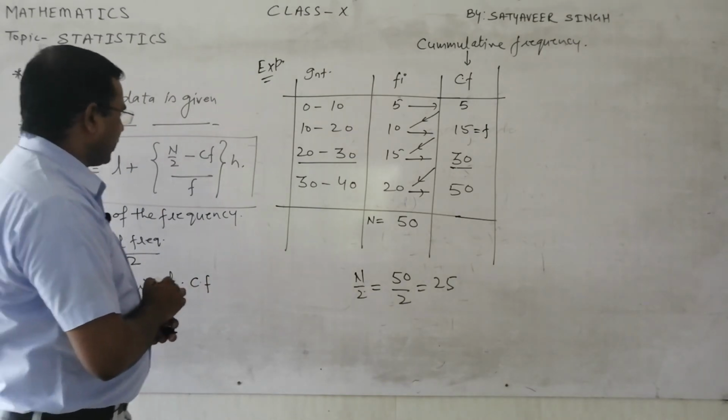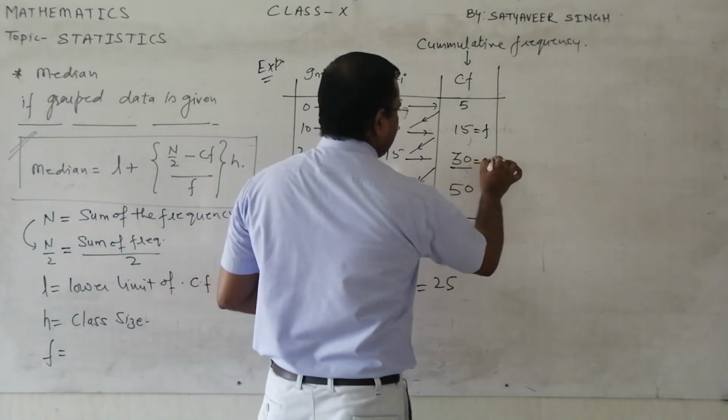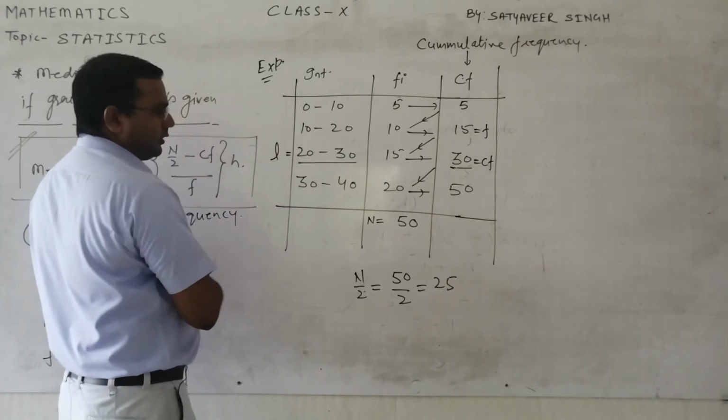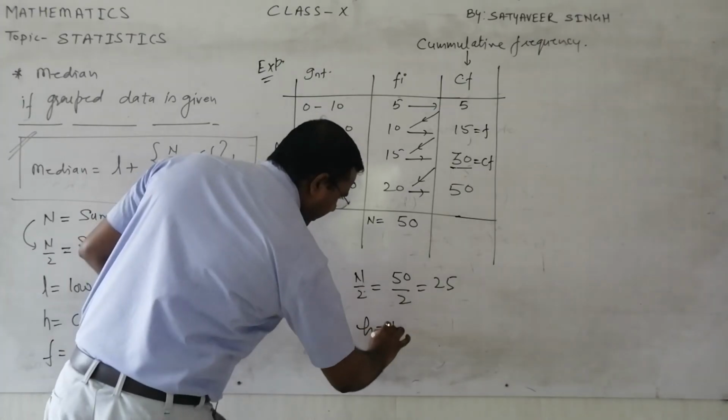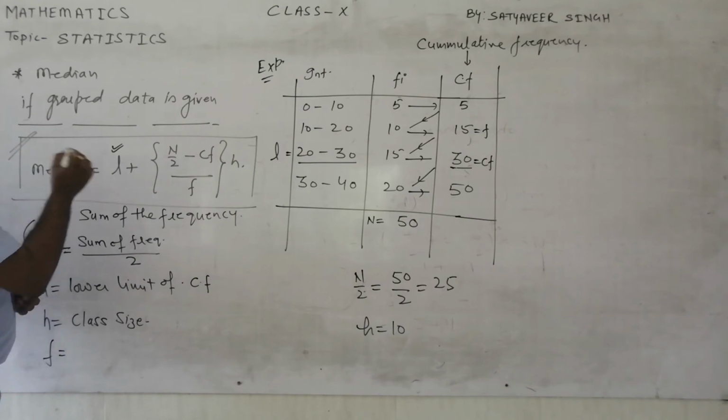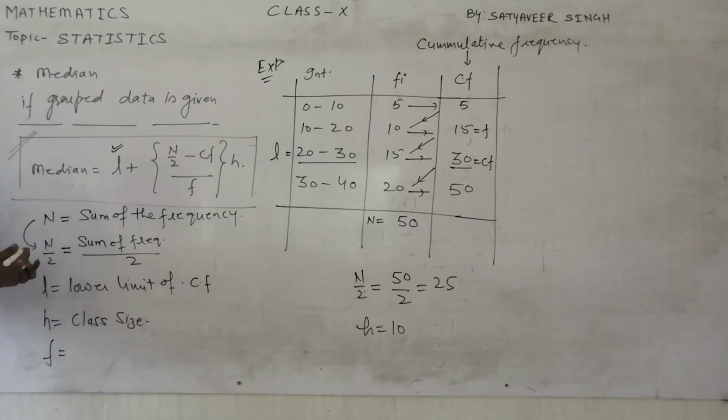Okay. And what is CF? This is CF. What is L? This is L. What is H? H is 10. So these are the meanings of the terms. Once again, see, this is the lower limit of the interval. This interval is called the median class interval. तो median class interval आपको कहाँ से मिलेगा? You will select this interval from where?